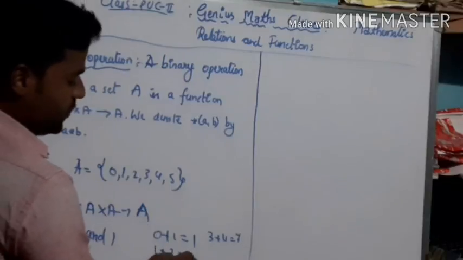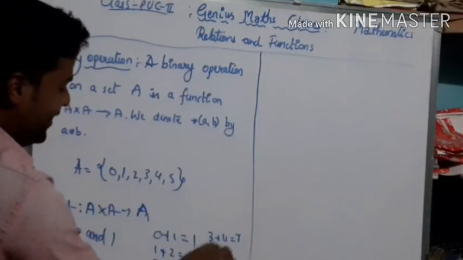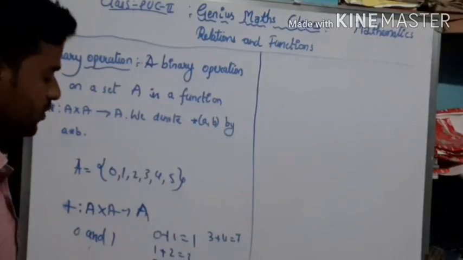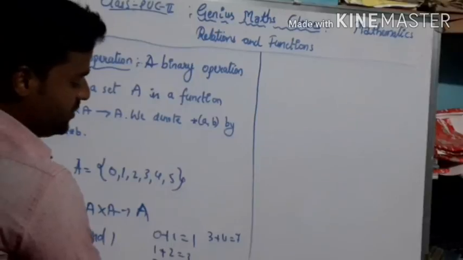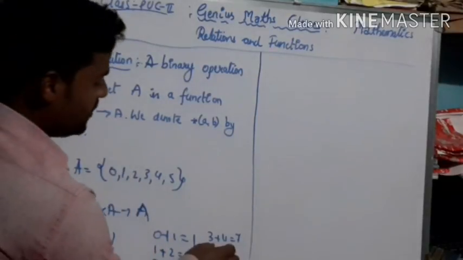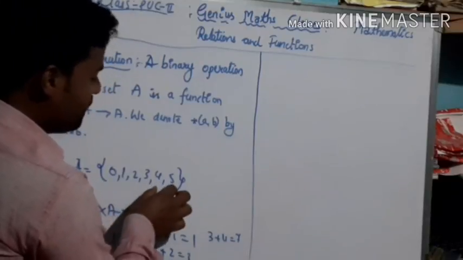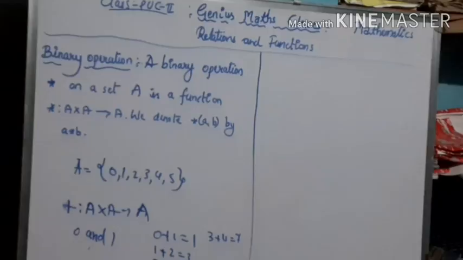Here 1 plus 2 is 3. 1 and 2 are the elements of this set, and again 3 is an element of this set. 2 and 3 are elements of this set, and the result is 5, which is an element of this set. But 3 plus 4 equal to 7: 3 and 4 are elements of the set, but 7 is not an element of this set.